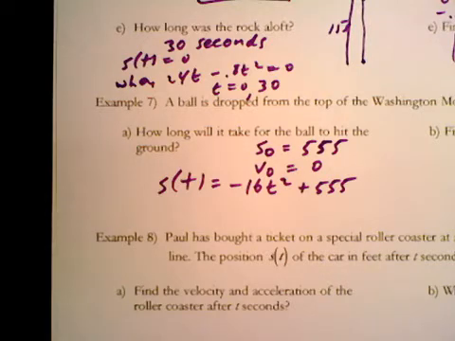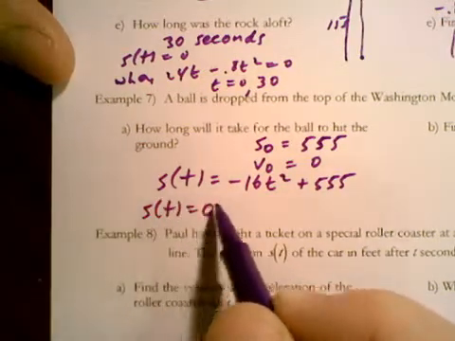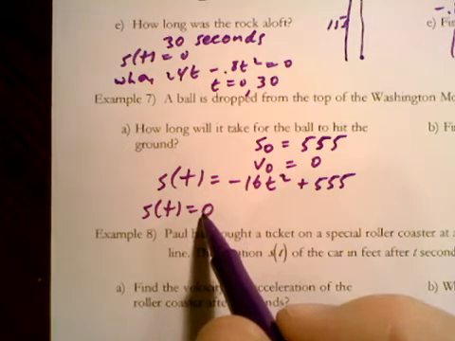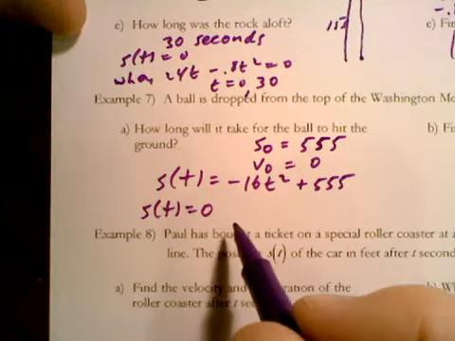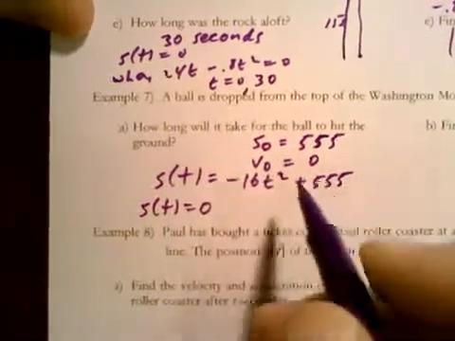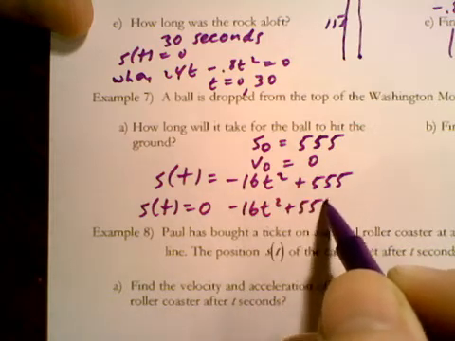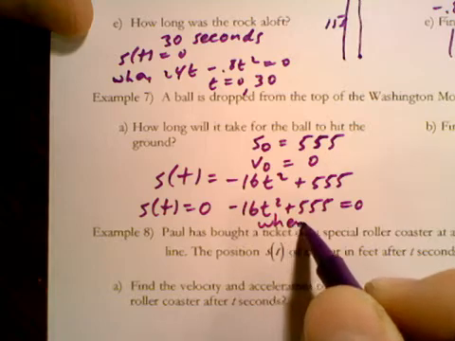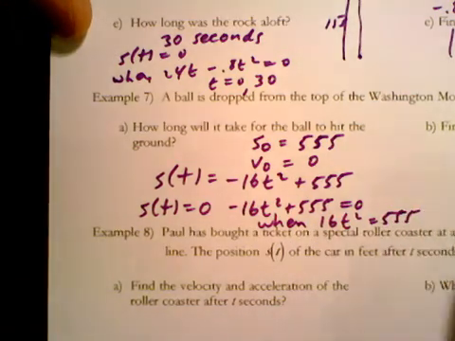So how long will it take for the ball to hit the ground? Well, S of t equaling 0 would be the position of the ball when it's on the ground. If we want to know how long it takes for that to happen, then we would set S of t equal to 0. So we have negative 16t squared plus 555 equals 0 when 16t squared is equal to 555.